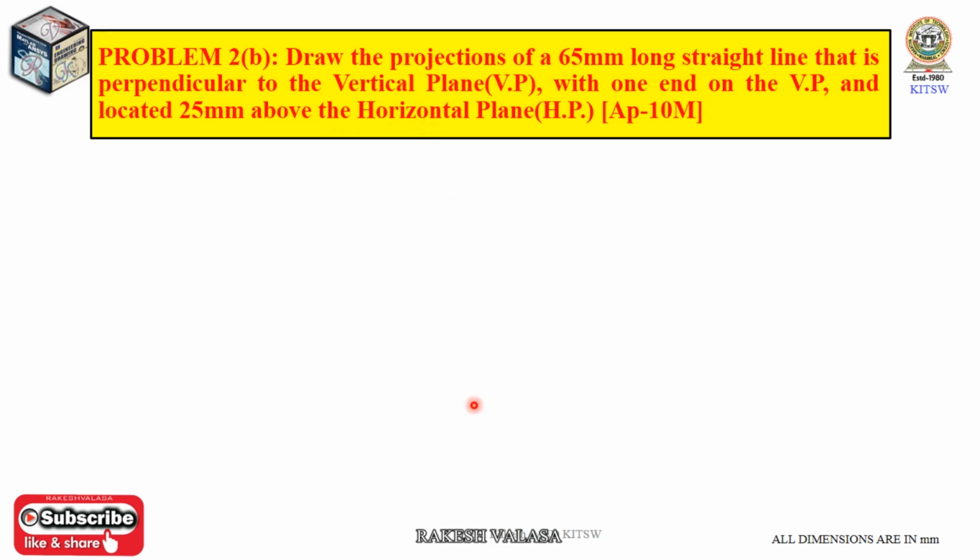So first draw the XY line. In this problem it is clearly mentioned that one endpoint of the line is on the VP, so you can start from XY. Draw a vertical line. This length is 75. We know that when the line is perpendicular to the vertical plane, we can see the true shape only in the top view. So AB is the top view, that is below XY.